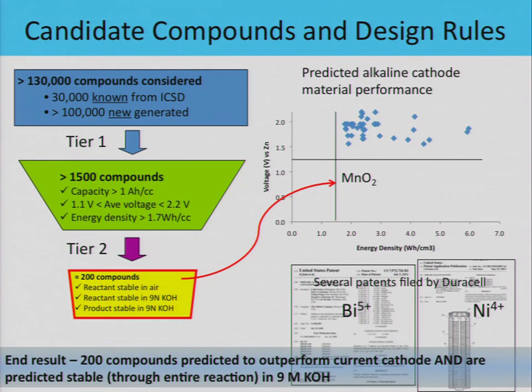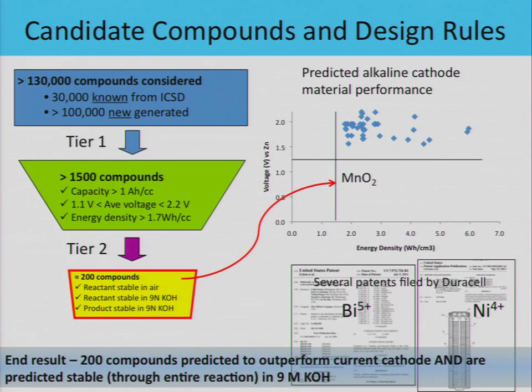So as a summary, we went through 130,000 compounds, which was a factor of 100,000 more than most people had ever looked at. And 30,000 of them were known, but 100,000 of them were sort of permutations that we had come up with. 1,500 of them were better than manganese dioxide in terms of energy density, either by voltage or capacity. But only 200 of those were even remotely stable, and we were generous on this because, you know, it was a tough problem, remotely stable in the electrolyte.